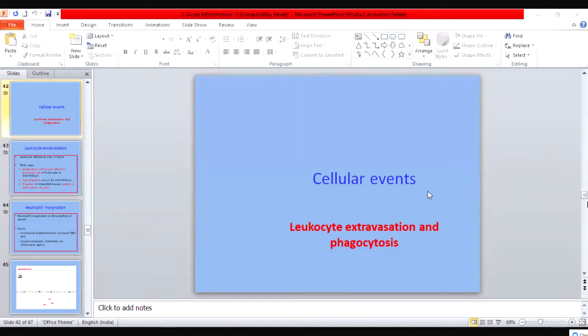Which cells will play an important role in inflammation? What are the roles of the cell? And what happens during inflammation?